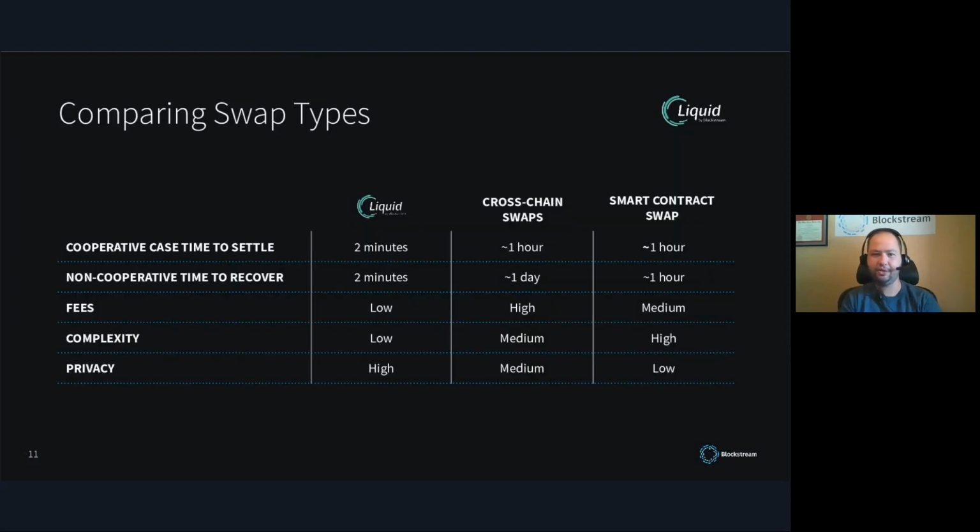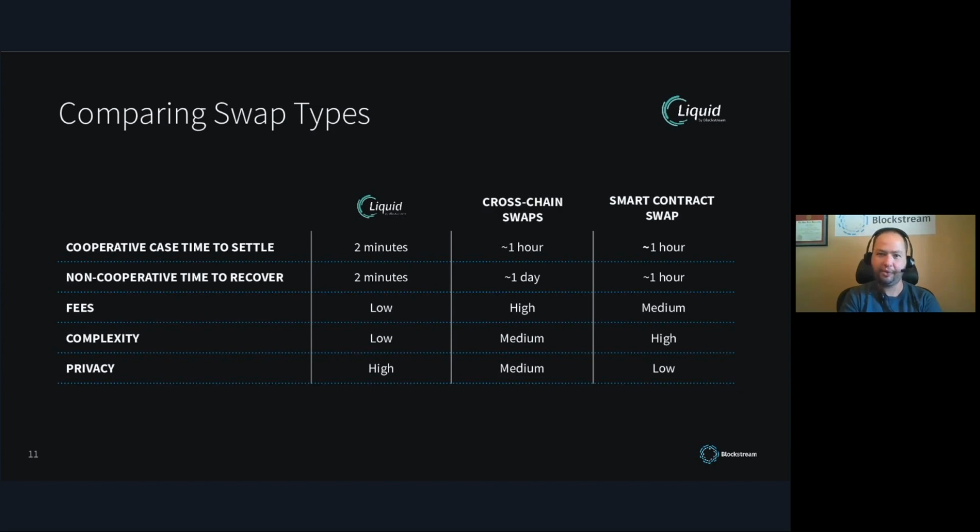So we can compare this to a couple of different ways that we could swap things. And there are a lot of different options out there in different blockchains. One of them is the idea that you could have, purely in Liquid, a single transaction atomic swap like I just showed. The other one is the idea of a cross-chain atomic swap.